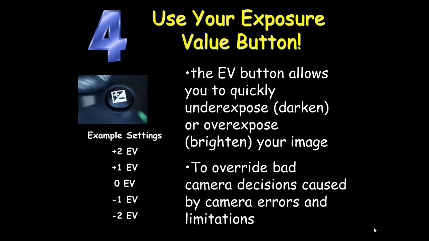When you go plus 2 EV, exposure value, you're overexposing the shot. And when you go minus 1 exposure value, you're underexposing. So this corrects for the errors caused by your camera because it can't record both darks and brights at the same time. You have to tell the camera what's more important.